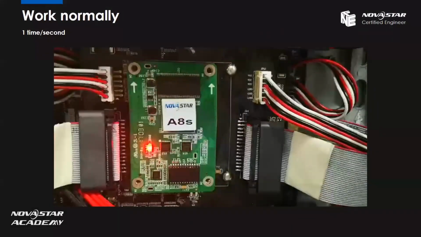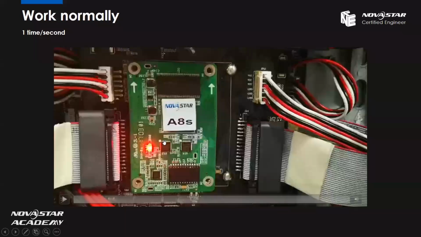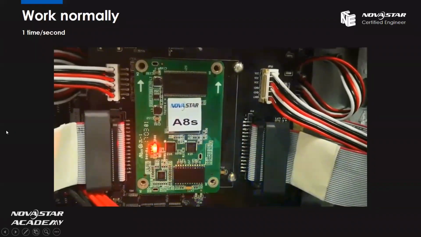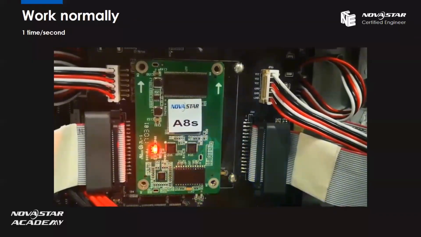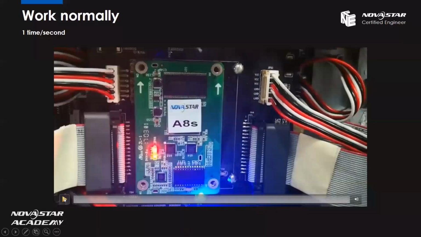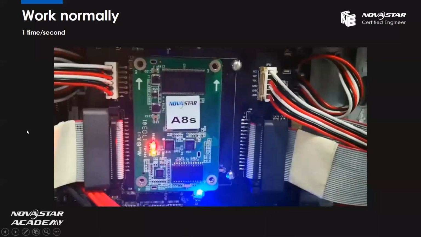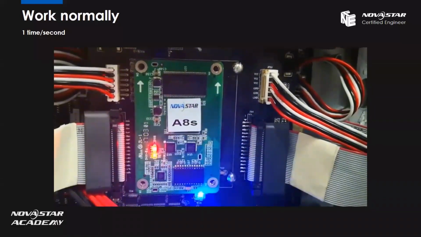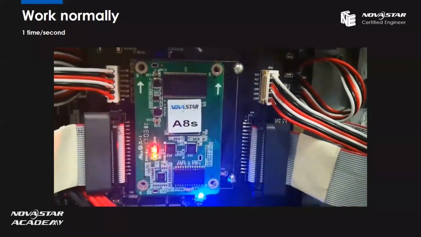Here I'll show you some situations of the receiving card indicator lights, with a short video. In the short video, we can see the receiving card green indicator light flashes once a second. This situation means our receiving card works normally.